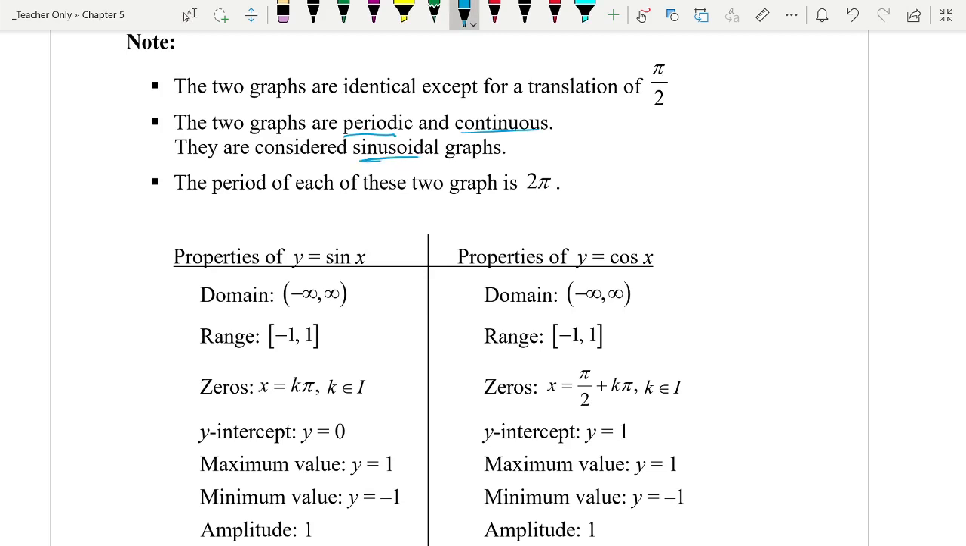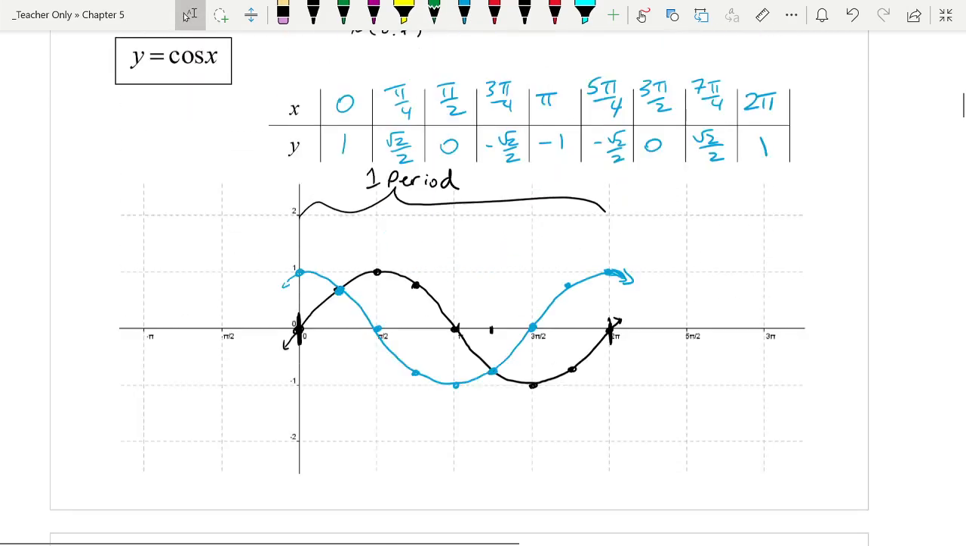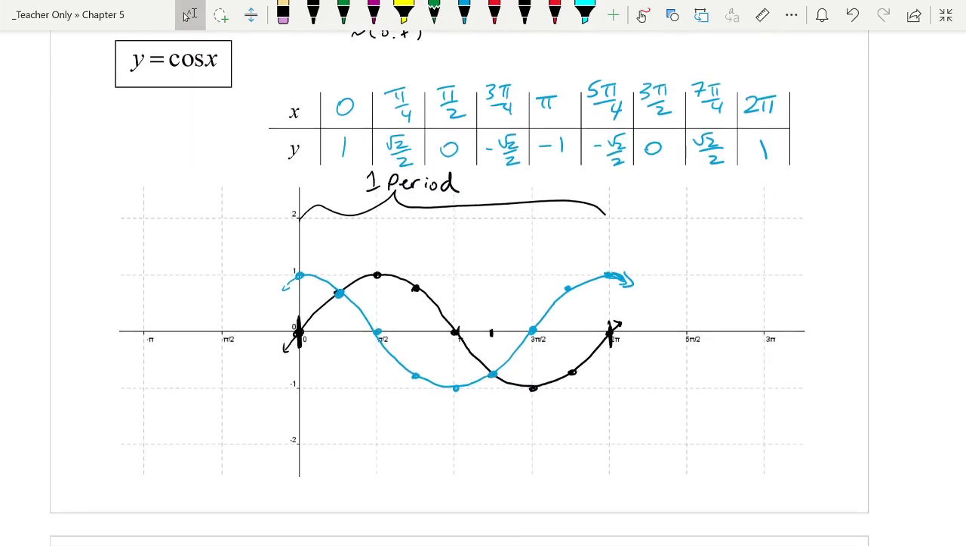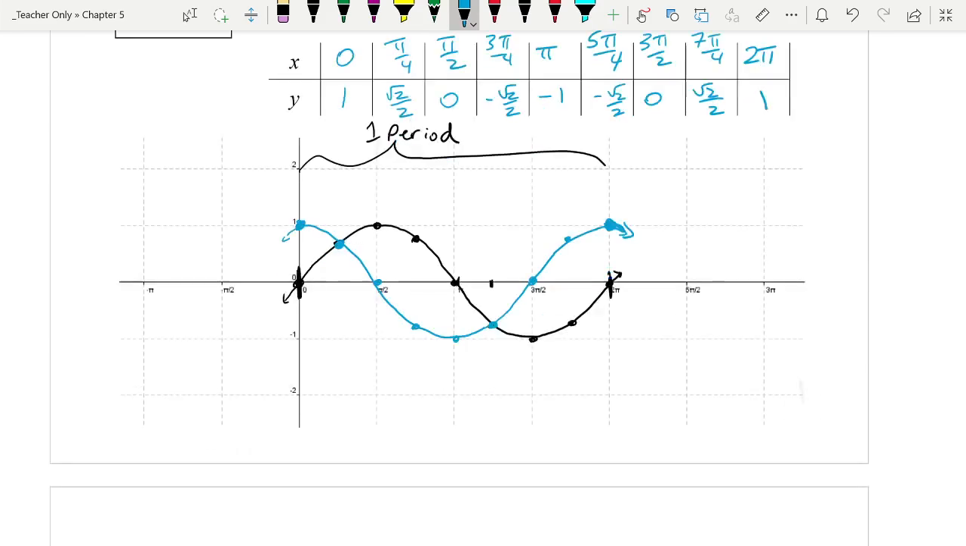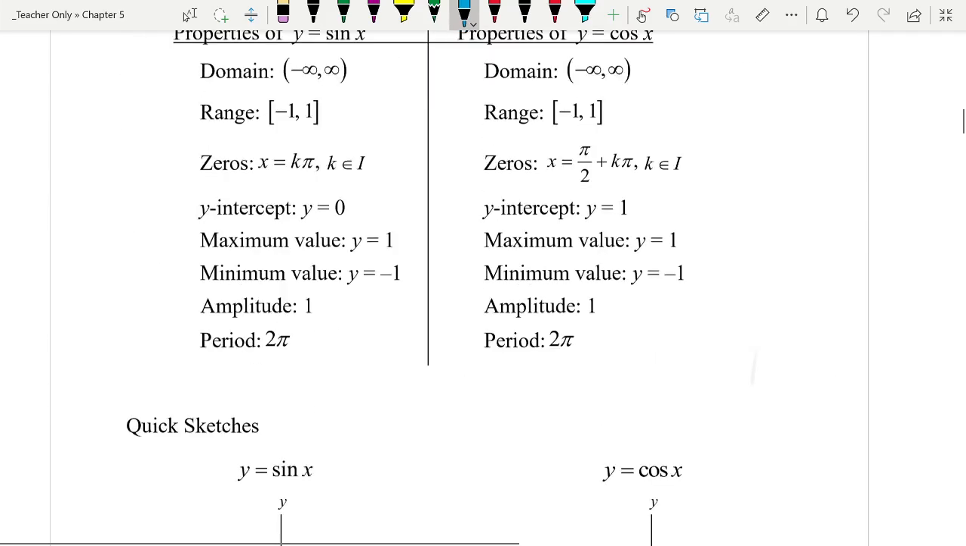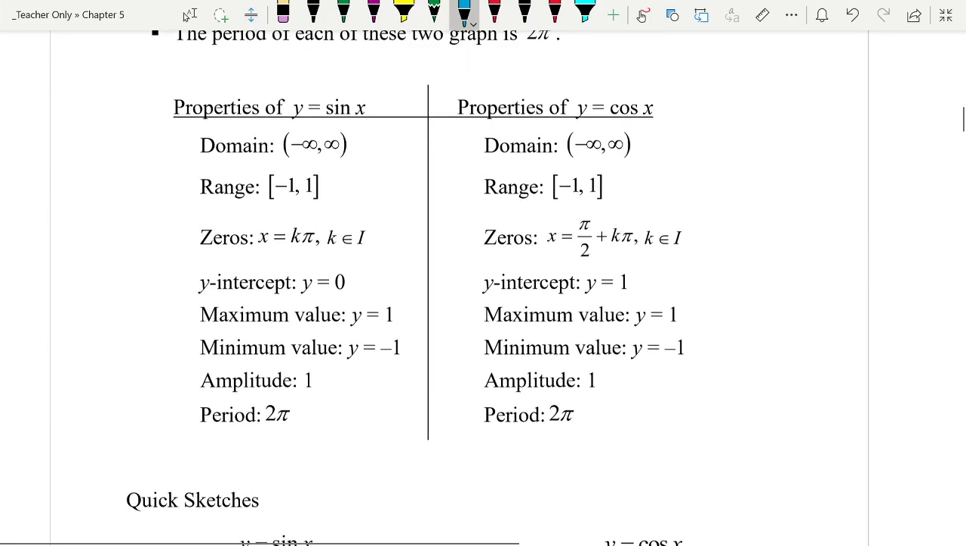The period for each of them is 2 pi, right? The cosine graph's the same. A period would be from here to here, right? So that's exactly a distance from 0 to 2 pi. And here's some of the properties kind of in this nice little chart.